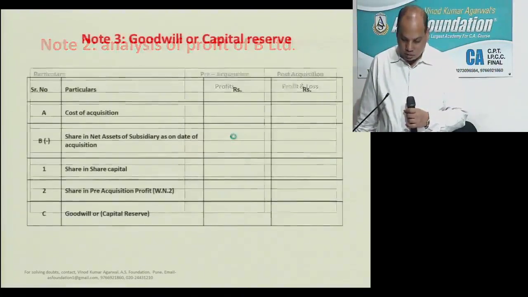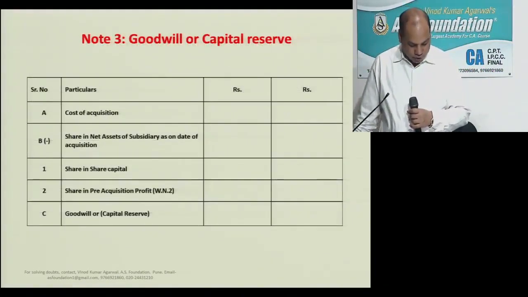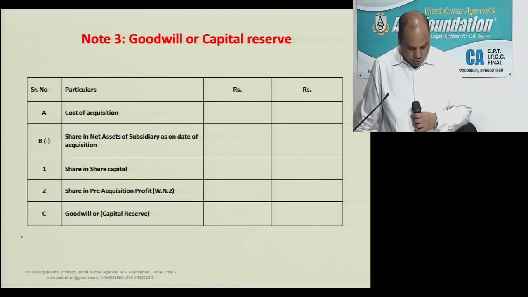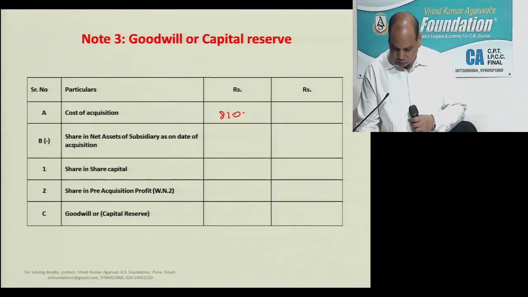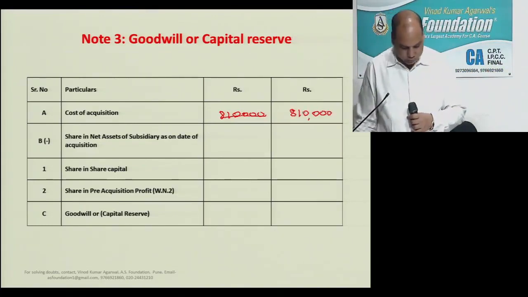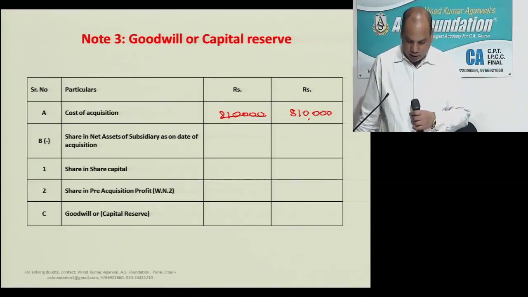Now what about this next line? 7,200 equity shares. In working note 3, write down cost of acquisition 8,10,000. You can write in outer column. Then balance at bank.